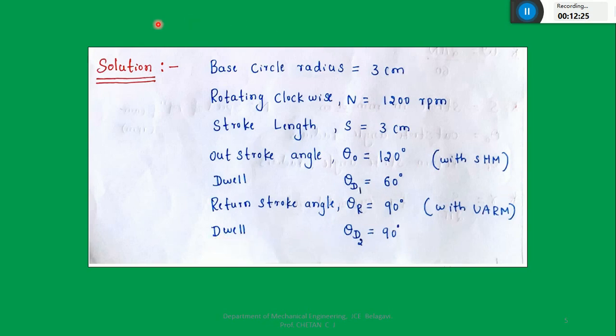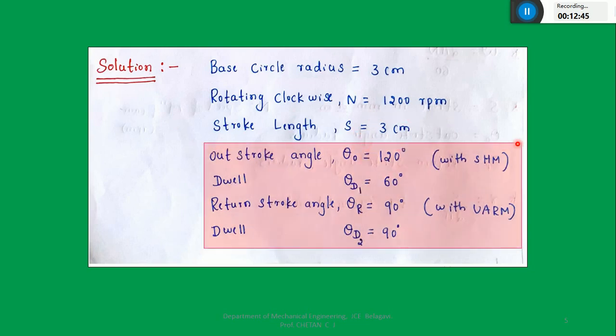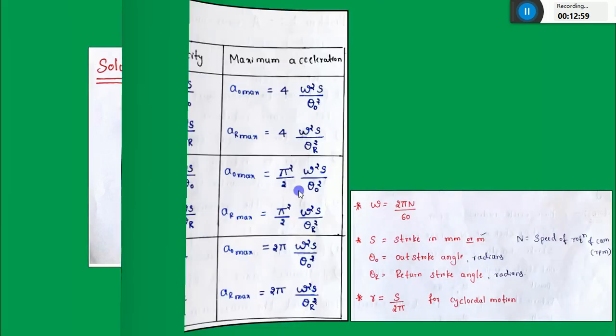So have you noted down these given things so that I can move to the next slide? Anyone? Yeah, I'll go to the next slide. So these are the given things. These four angles are very much important. So please remember this: 120, 60, 90, and 90.